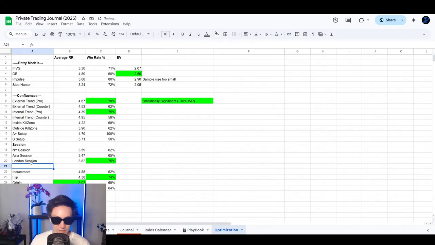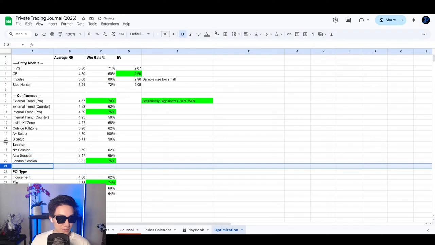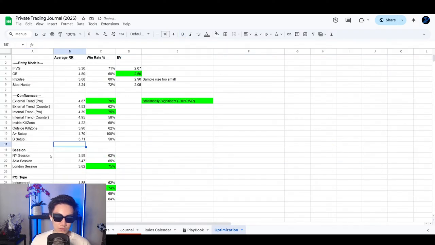We break it down to session and PD type. Okay, and then if you want, we can add an extra space above each one. These are just visual things.